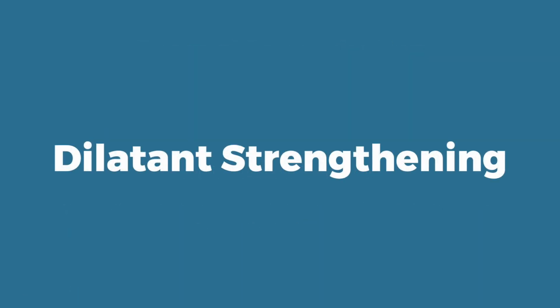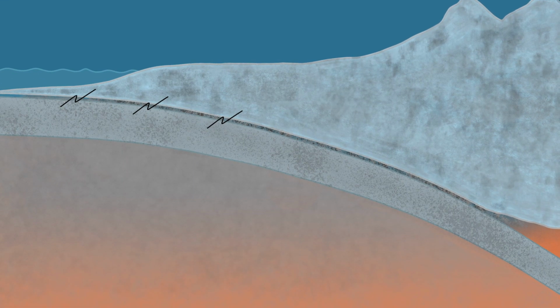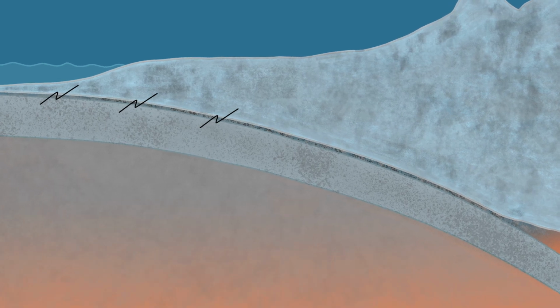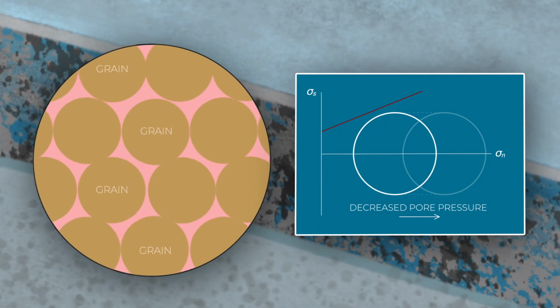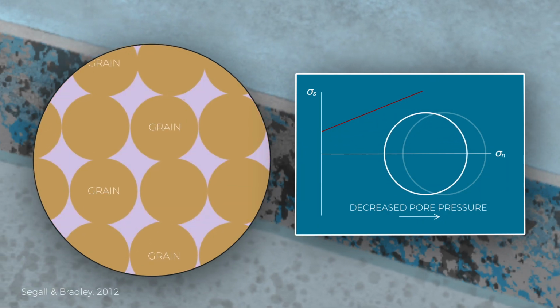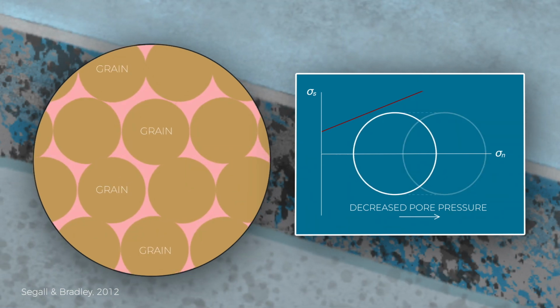Dilatant strengthening, on the other hand, is thought to be a dominating mechanism that drives slow slip. Dilatancy occurs in all compacted granular materials, including fault gouges. When slip and shear initiate, pores within the fault gouge dilate, creating an effective increased porosity, which lowers pore fluid pressure. This increases the effective normal stress and helps to inhibit further slip.